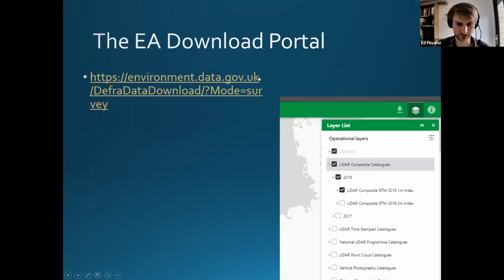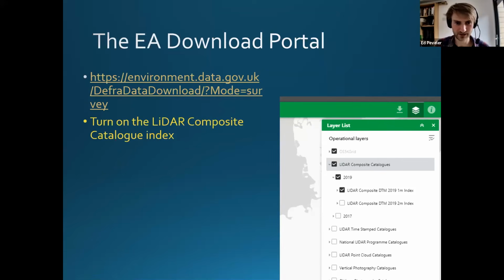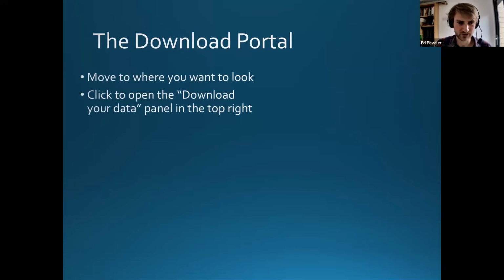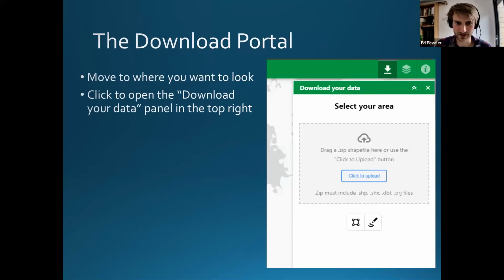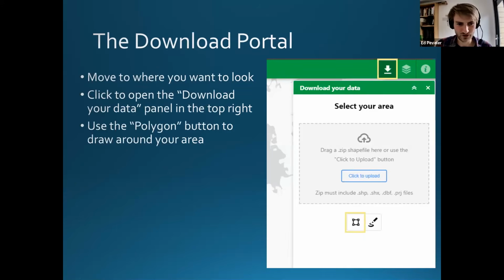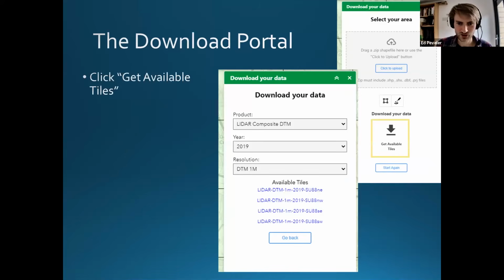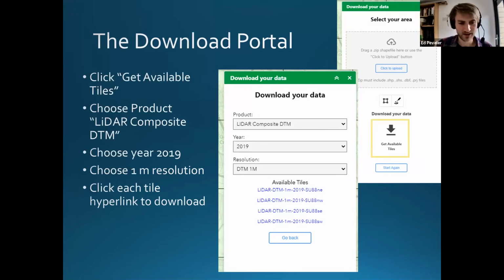Okay, so just to run through those steps again in the PowerPoint. We've gone to the download portal, turned on our composite catalog index, and then we have moved to where we want to look, opened the download your data panel, used the polygon to draw around our area, clicked get available tiles, changed the settings to the correct product, and then clicked on each tile hyperlink to download them.